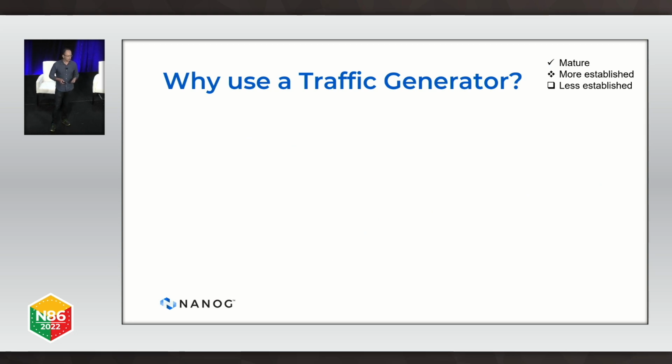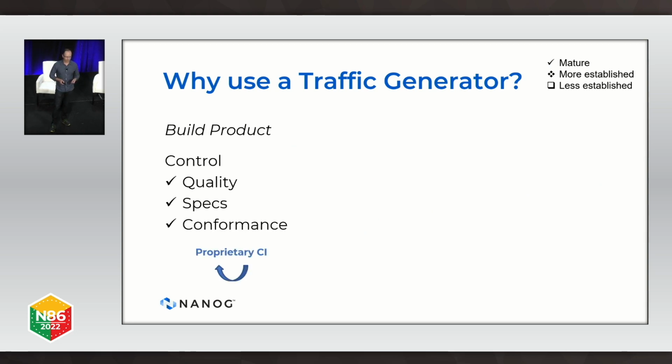Now, why do people use a traffic generator, and where? The most mature and established use case, of course, is with people who build network products. They want to control quality and align with protocol specifications. So over the years, this has been a 20-plus-year journey, and they have built a lot of proprietary continuous integration pipelines internally that they then use to achieve those goals.